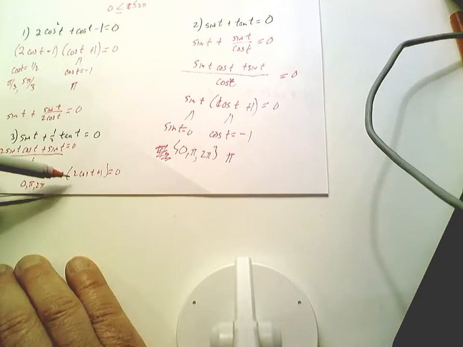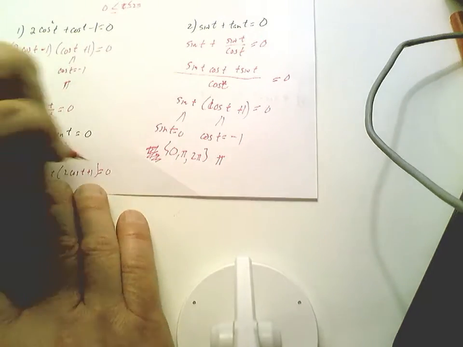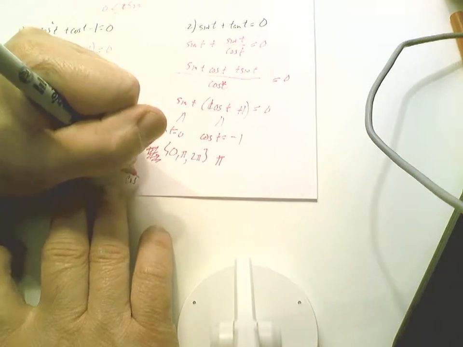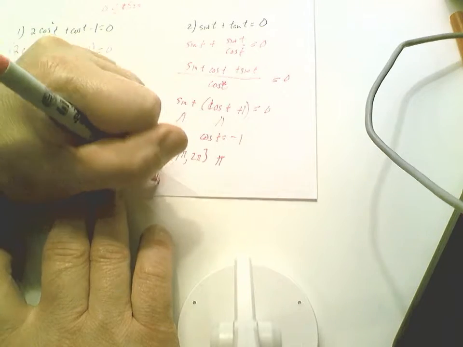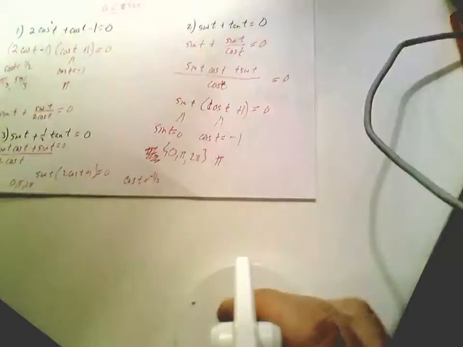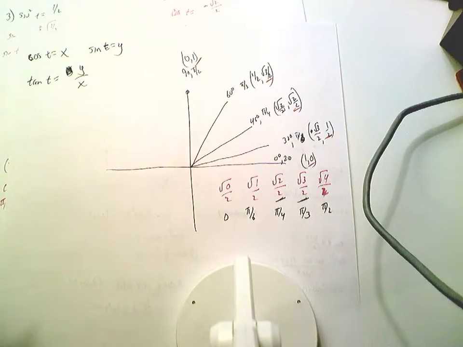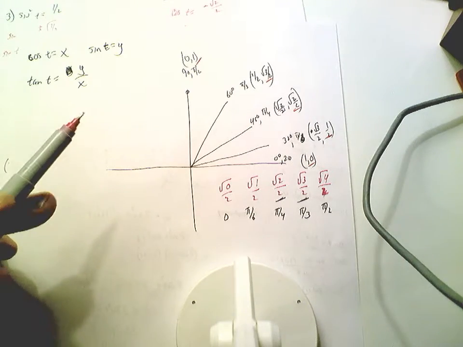Now I'm going to look for some solutions where cosine of t equals -1/2. So I'm going to have a lot of solutions out of this piece, right? Let's use my circle and visualize it just a little bit. I'm going to be looking for where an x value of -1/2.